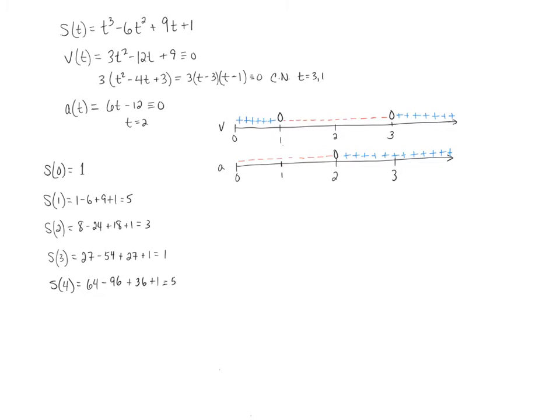So before we go and make our schematic, I thought I would take the time to figure out the position of the particle at all of our different critical numbers, both for the first derivative and second derivative. So I did s of 0, just plugging things into the position function to get our positions. So this thing starts at position equal to 1. After 1 second, it's at 5. After 2 seconds, it's at 3. 3 seconds, it's at 1.